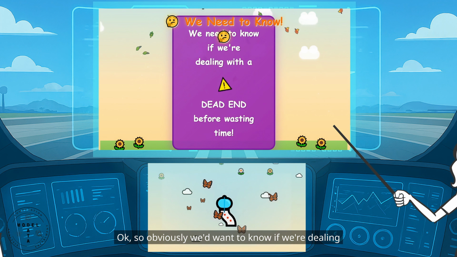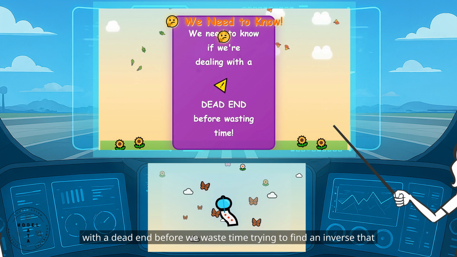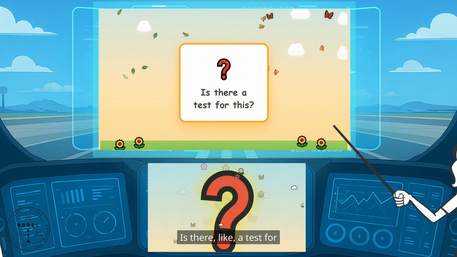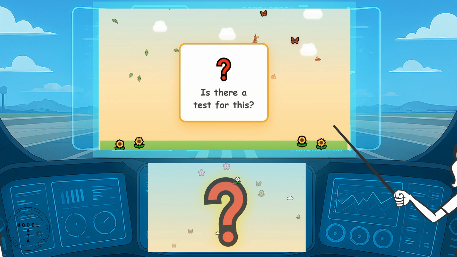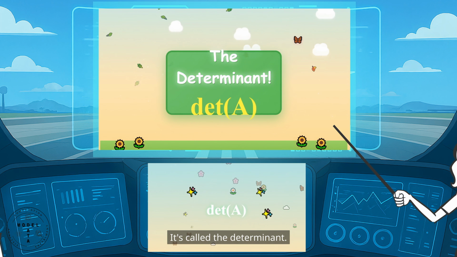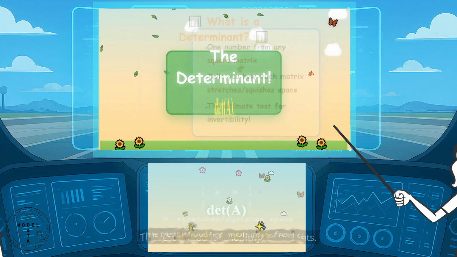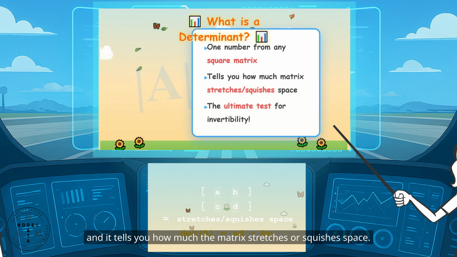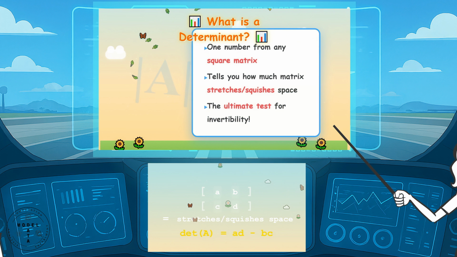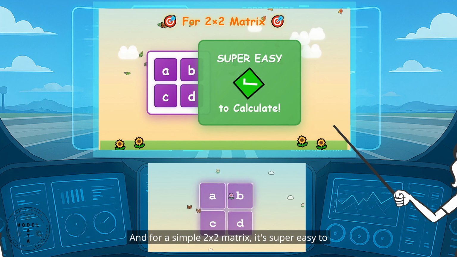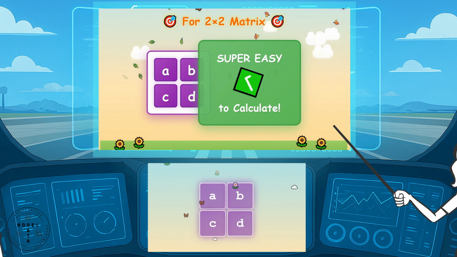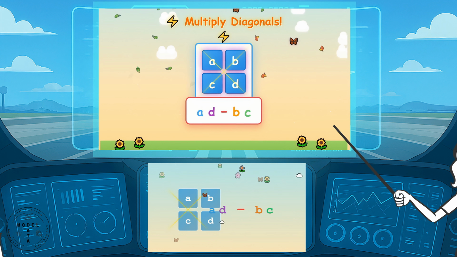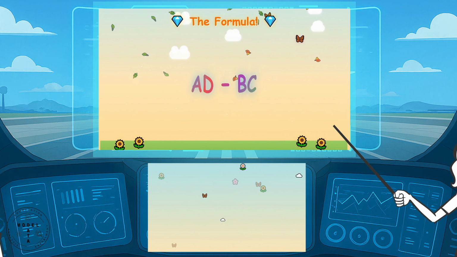Okay, so obviously we'd want to know if we're dealing with a dead end before we waste time trying to find an inverse that doesn't exist. Is there like a test for this? Yes. It's called the determinant. It's this one number you can calculate from any square matrix, and it tells you how much the matrix stretches or squishes space. And for a simple 2 by 2 matrix, it's super easy to calculate. You just multiply the diagonals and subtract them. So like AD minus BC.